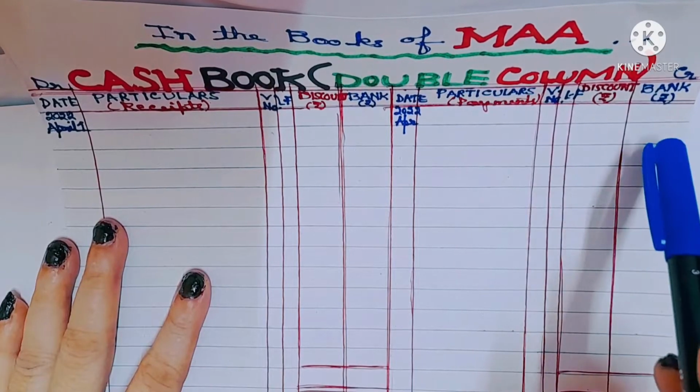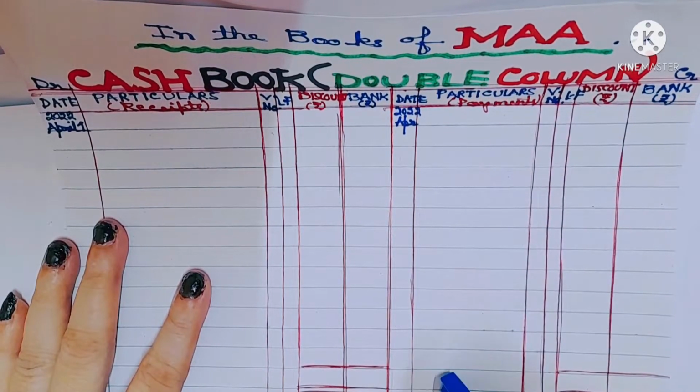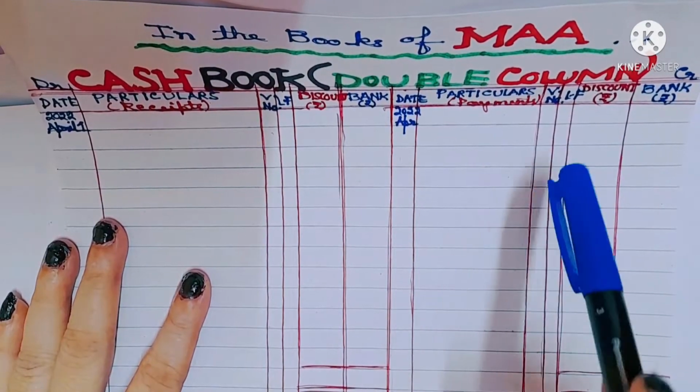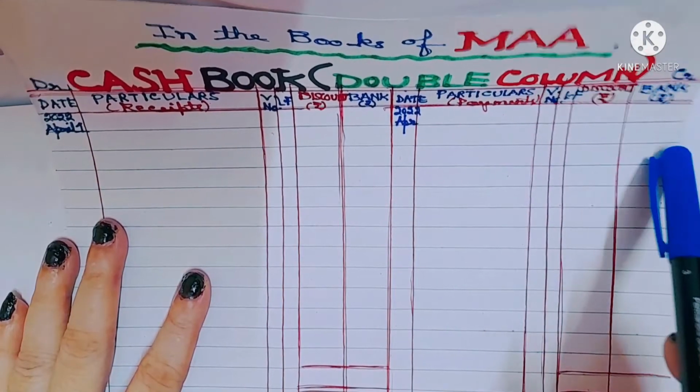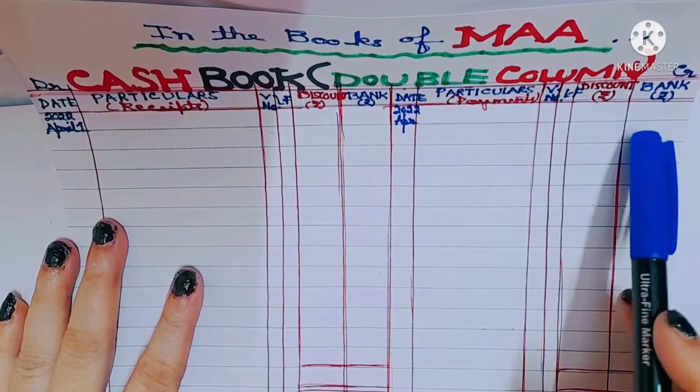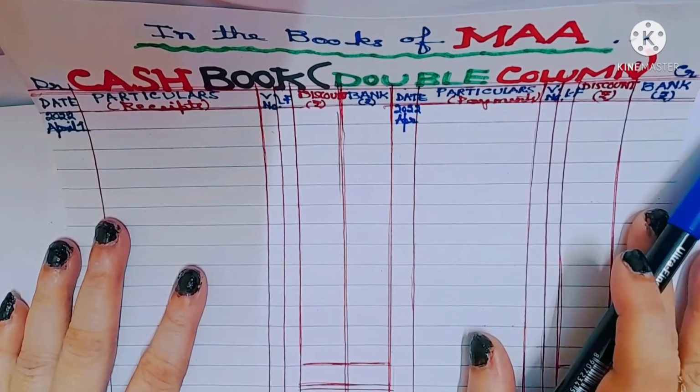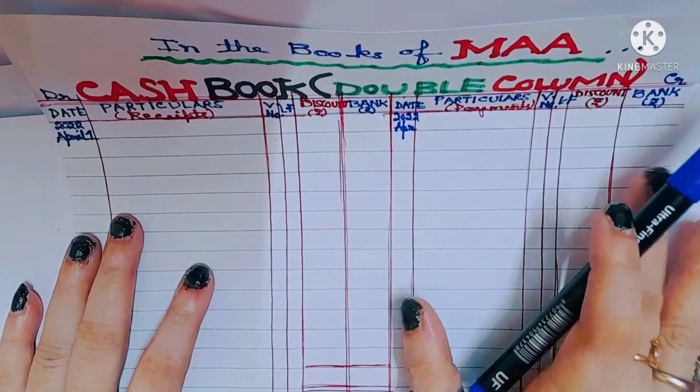Because discount received comes under nominal account too. According to nominal account, all incomes and gains credit. Here discount received is a gain for the business. So discount received account will be credited. Understood? So now let's go through the problem.